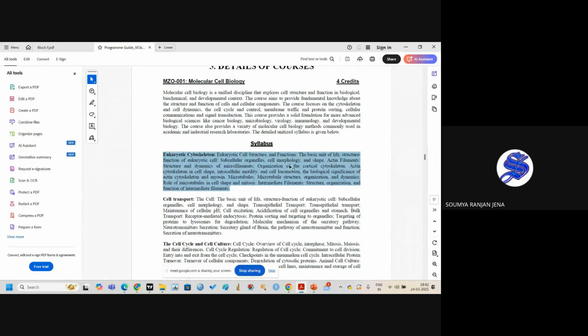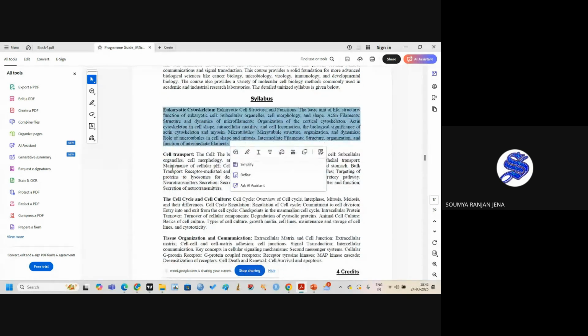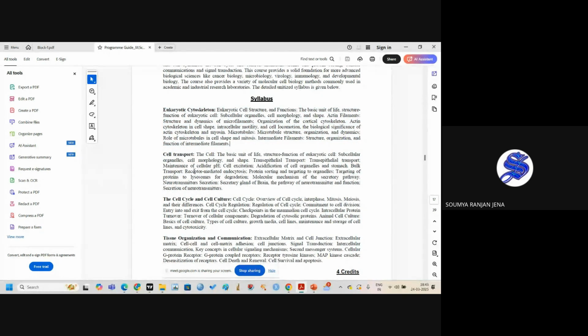Eukaryotic cell structure and function, we describe about this structure and function. Then actin filament structure dynamics we also described. Organization of cortical cytoskeleton also described. Then actin cytoskeleton in cell shape and intercellular motility, cell locomotion and biological significance of this actin filament and myosin, microtubules and intermediate filaments. This is the molecular cell biology syllabus block 1. Then tomorrow we'll discuss about this cell transport.